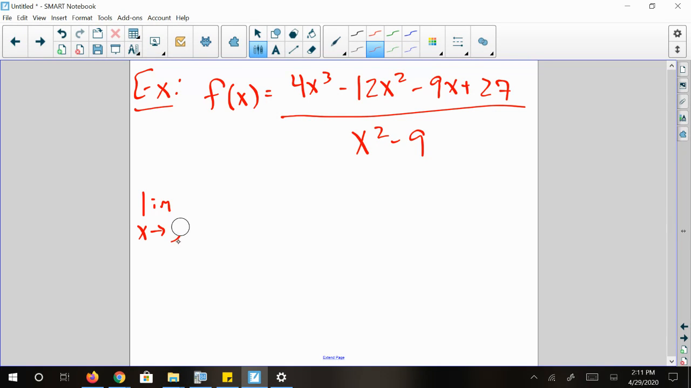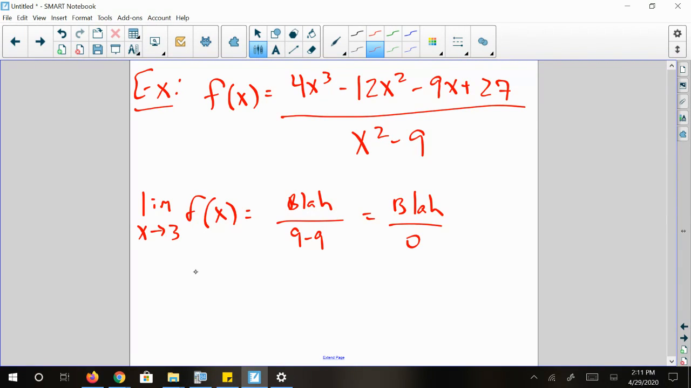Okay, well notice that when we do this, I don't really care about what's happening on the top. But if I try direct substitution on the bottom, 3 squared is 9, 9 minus 9 is 0. I can't divide by 0. So instead, let's try factoring. Now, I'm not saying that factoring is always going to work, but it might. So if it does, let's go ahead and use it.